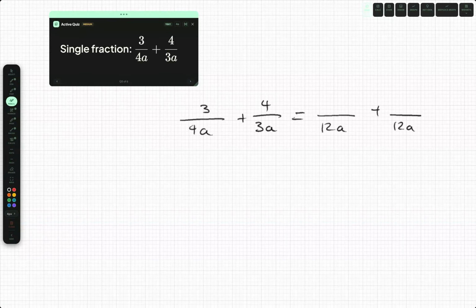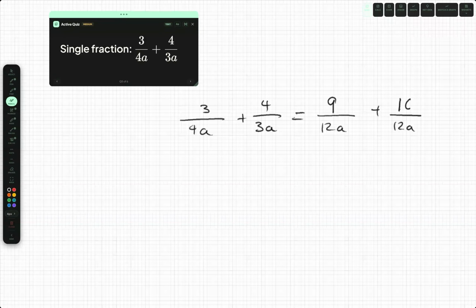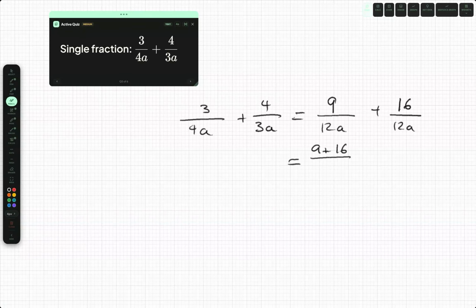Let's look at the first one. How have I gone from 4a to 12a? I've multiplied it by 3. 3 times 3 is 9. How have I gone from 3a to 12a? I've multiplied it by 4. 4 times 4 is 16. Now that I have these two values, I can do 9 plus 16 all over 12a, which is equal to 25 all over 12a. Okay, there's no common factors here that we can cancel, so that's going to be our answer.